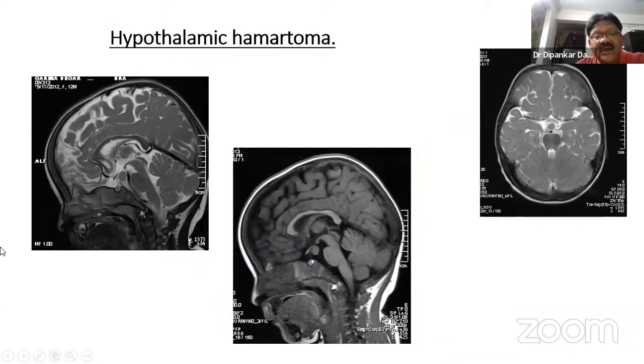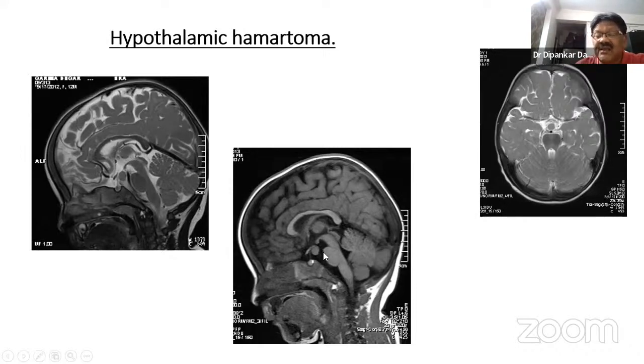And this is a relatively common thing, hypothalamic hamartoma. Here you can see the gray matter intensity lesion. This one one should always scrutinize carefully, because here is the pituitary gland stalk, this is the mammillary body, and these are the optic nerves and chiasma crossing. So in this region there is normally crowding.